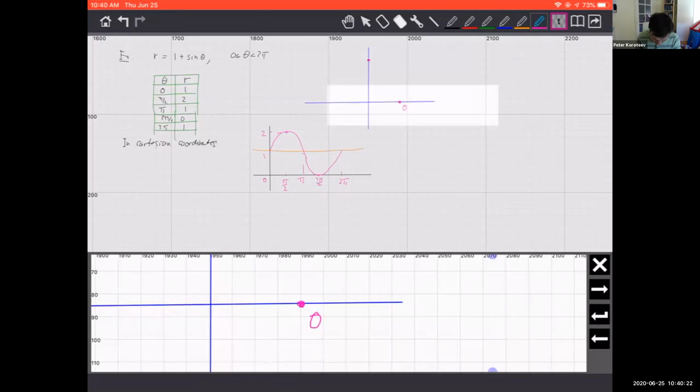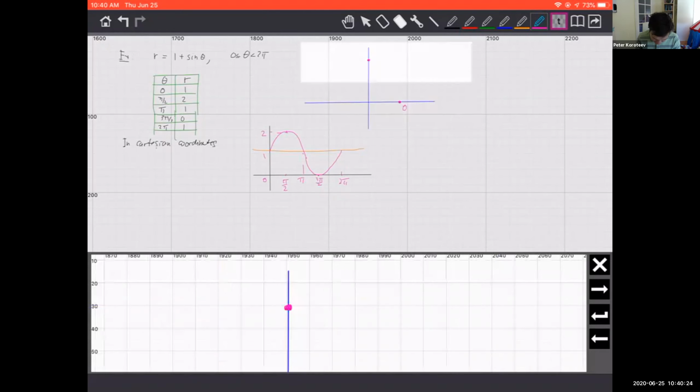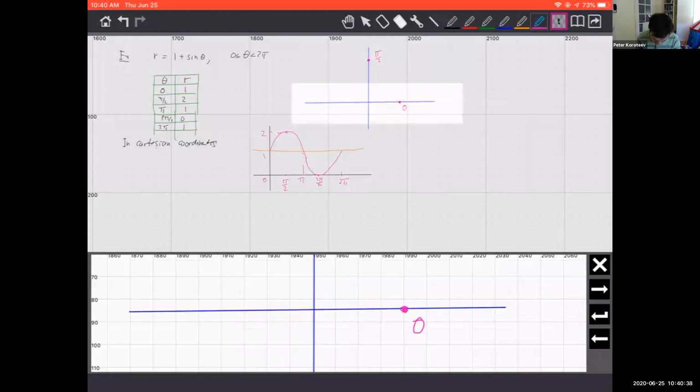In purple, I'm going to draw the values of theta. It's pi half, and then theta is equal to pi. So we should be here. The value is equal to 1. Oops, didn't do it symmetrically.